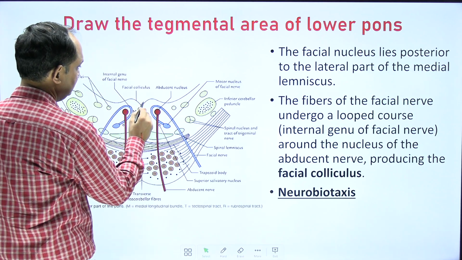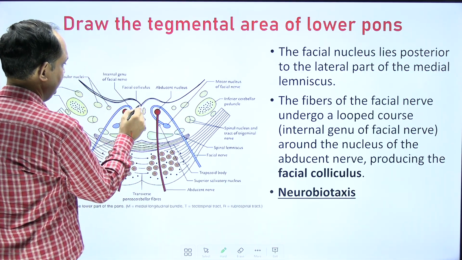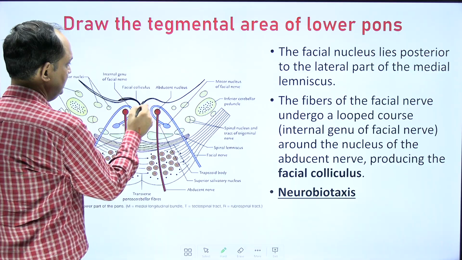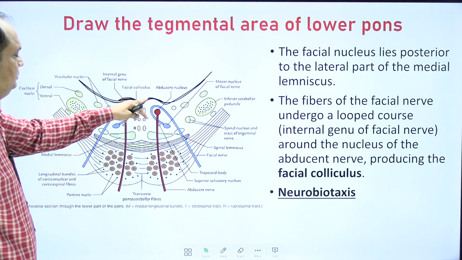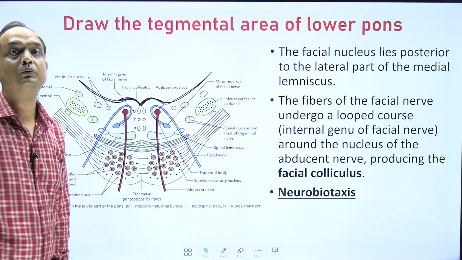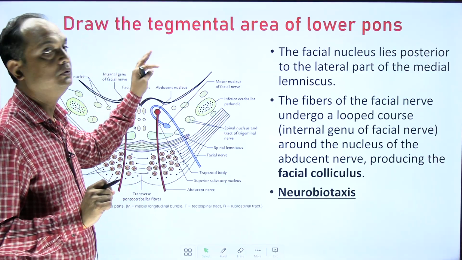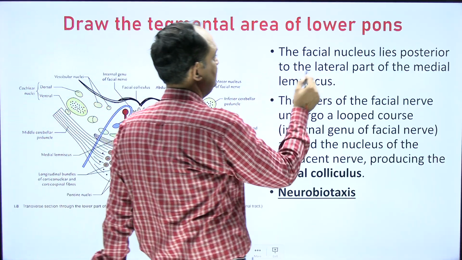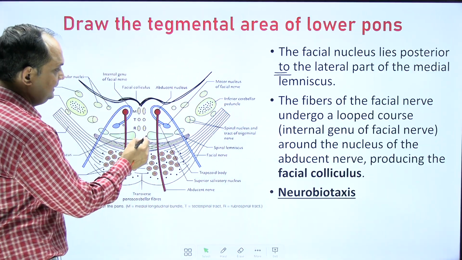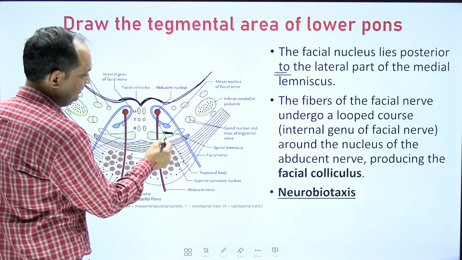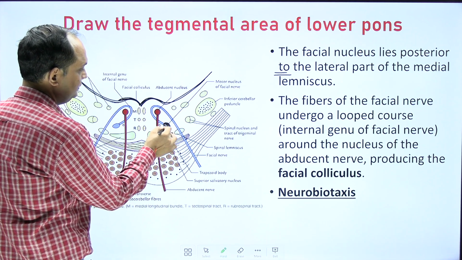On the posterior side you have to draw this outline, and I have already told you the meaning of this prominence. This prominence is known as the facial colliculus. Clear? This facial colliculus is the most important and prominent feature of the section of your pons. The facial nucleus lies posterior to the lateral part of the medial lemniscus. So this is the medial lemniscus, this is the lateral part of the medial lemniscus, and just above that you will find the facial nucleus.